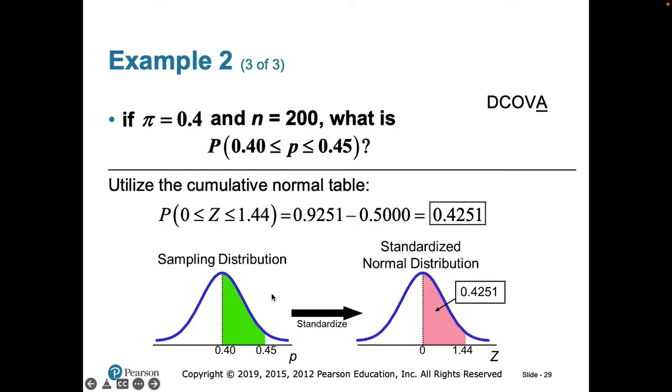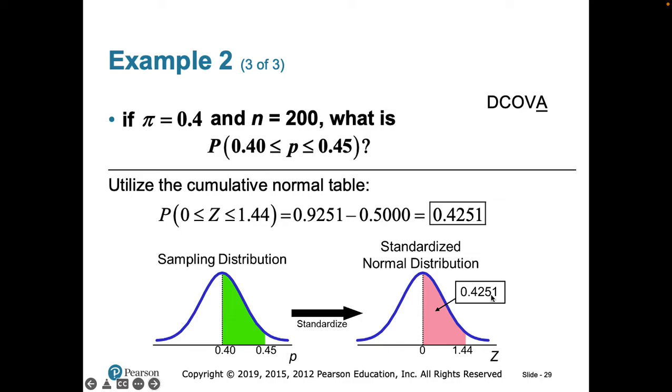So now that you found those values, you can use your Z table to find your sampling distribution. On one end you have 0. We already know that is where the mean is, because it is a normal distribution. And then here is 0.45, and you move that to the standard distribution. And that's where you get this area here, which is 0.4251.